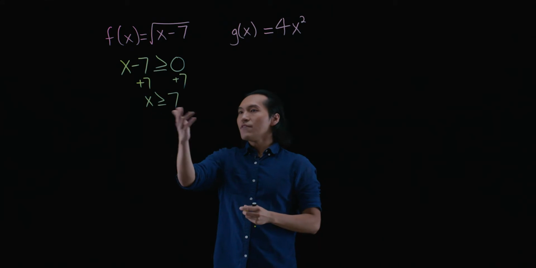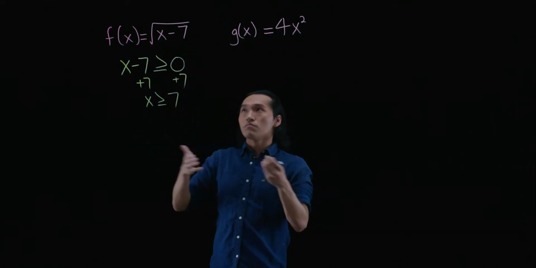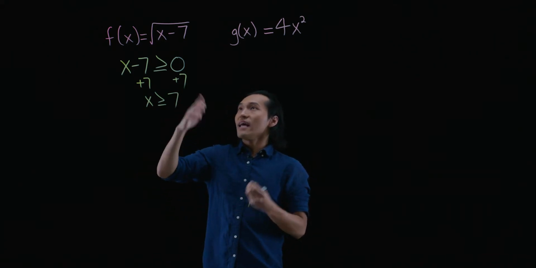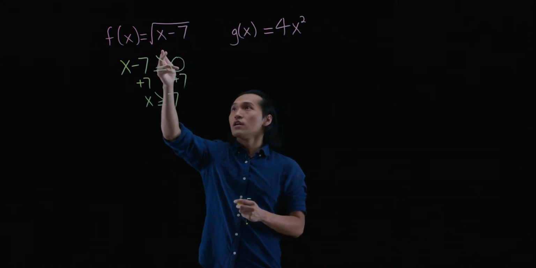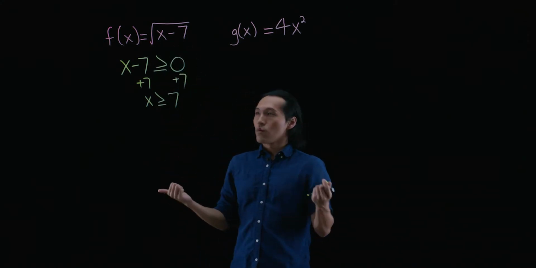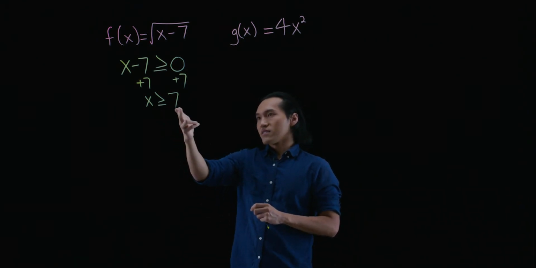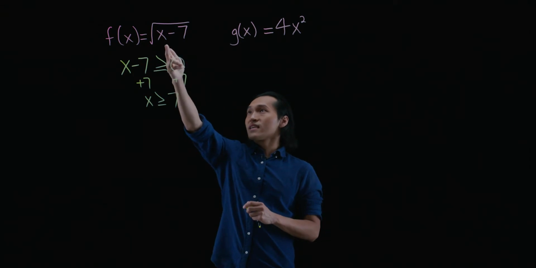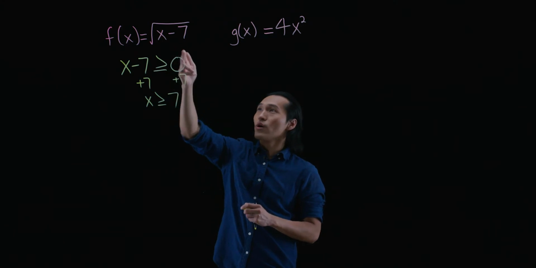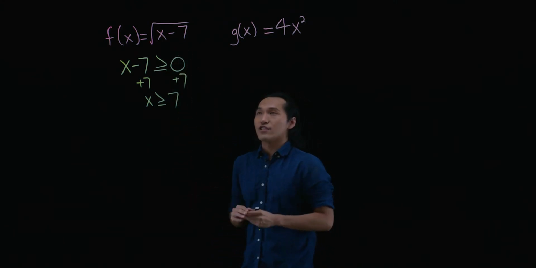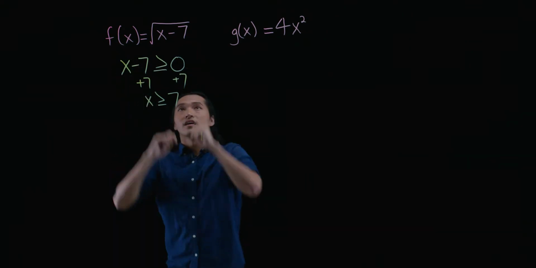So for example, if x was 7, we can plug it in. 7 minus 7 is 0. The square root of 0 is 0. That works. What if we plugged in 8? 8 is above 7, so we would get 8 minus 7 is 1, and the square root of 1 is 1. Also good. But what if we plugged in a 6? 6 is less than 7, so we would get 6 minus 7 is negative 1. And remember, we can't have the square root of negative 1. That is an imaginary number, and we want a real number. So this would be the domain for the f of x function.